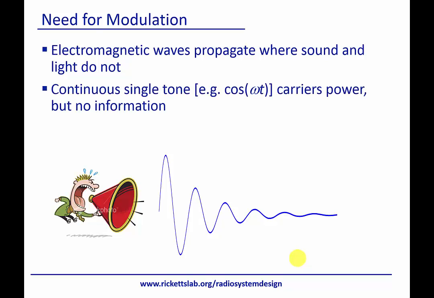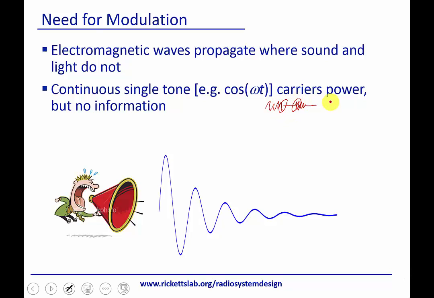One thing I'd like to point out is that a single tone, so cosine omega t, carries power, but it doesn't carry information. We'll learn a little bit later on, but there's sort of an abstract notion of information as being represented in the change of something. So if I were to come in and turn on a sinusoid and turn it off and turn it on, this would be like Morse code, for instance. The information is contained in the changes.